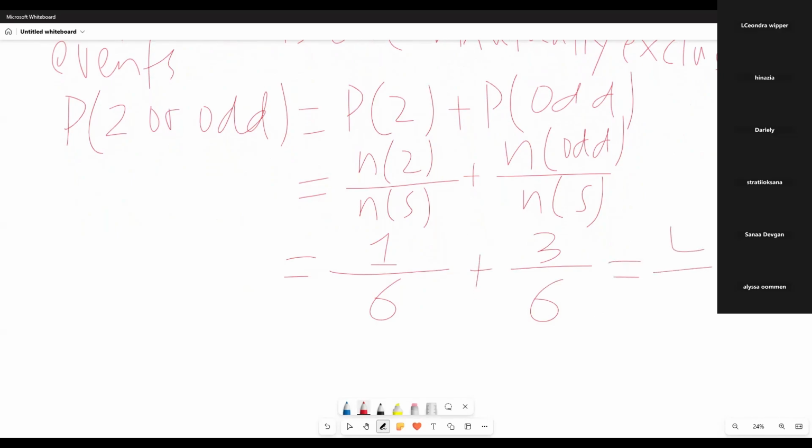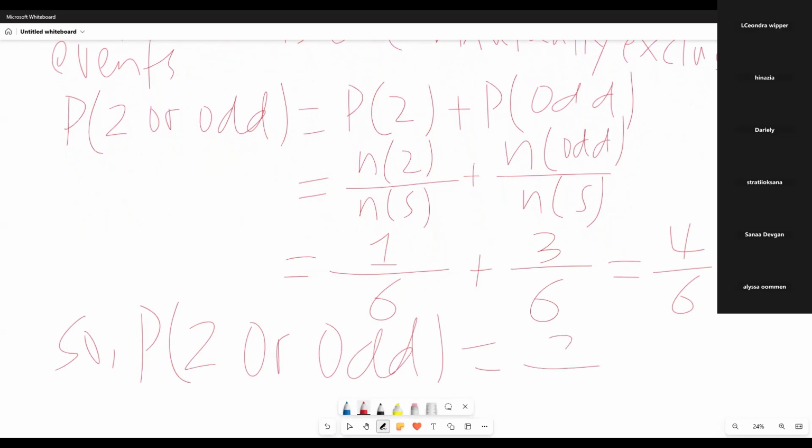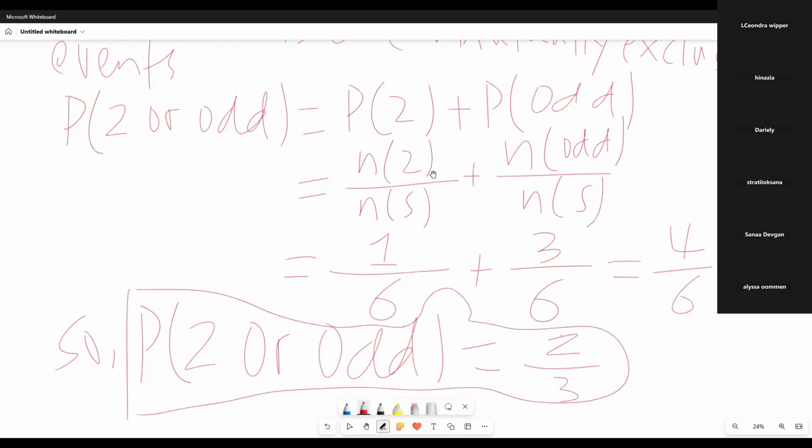That's 4 over 6. So P of 2 or odd would be 2 over 3. Okay, that's how you use the addition rule of probability.